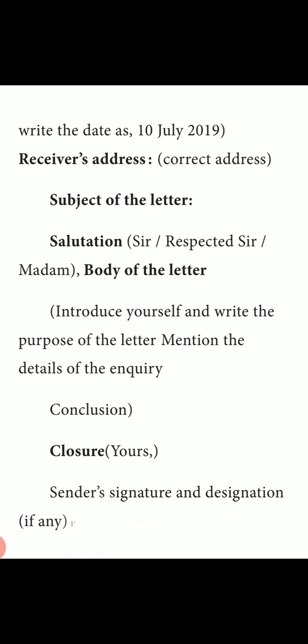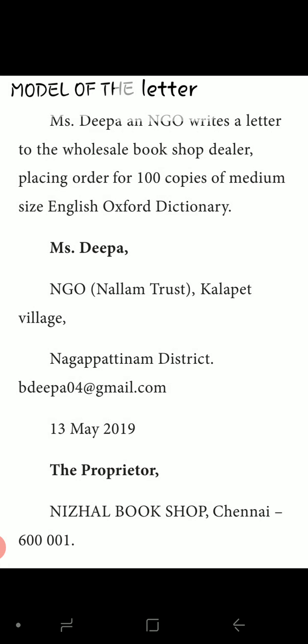Shall we see one model letter? Letter ordering things. Miss Deepa, an NGO, writes a letter to the wholesale bookshop dealer placing order for 100 copies of medium size English Oxford Dictionary. Okay, first what I told? Sender's address. Who is the sender here? Yes, Miss Deepa. Then her address, NGO, Nalam Trust, then Kalapat Village, Nagapattinam District, then her email ID, bdeeba04@gmail.com. If it is required, you write. Phone number also you can include.